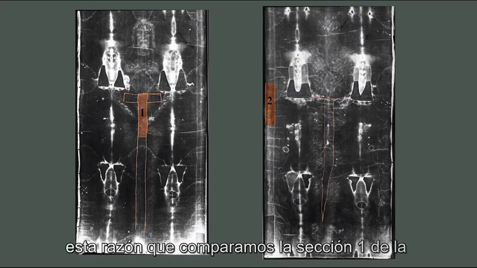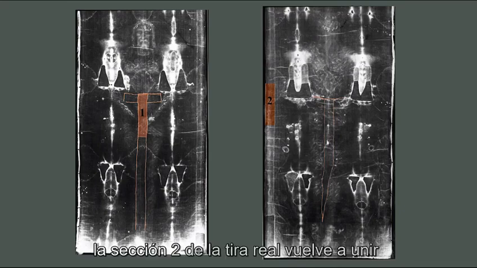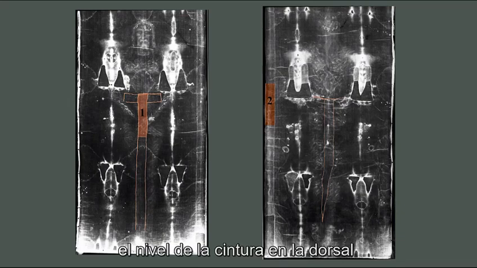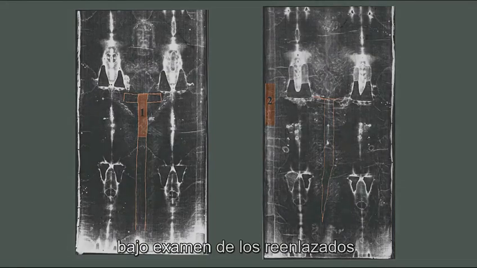For this reason, we compared section 1 of the strip image on the hands area with section 2 of the actual strip reattached in its present position, more or less at the level of the waist on the dorsal image of the body. The whole section under examination of the reattached strip is full of often repeatedly superimposed images formed by radiation.